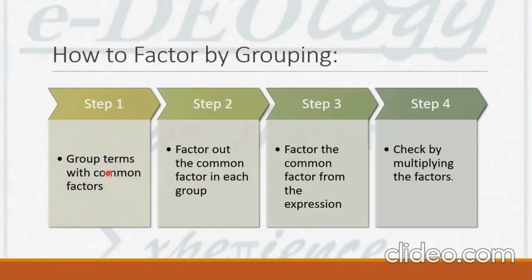In step 1, we are going to group terms with common factors. Step 2, we will factor out the common factor in each group. Step 3, factor the common factor from the expression. Step 4, check by multiplying the factors.